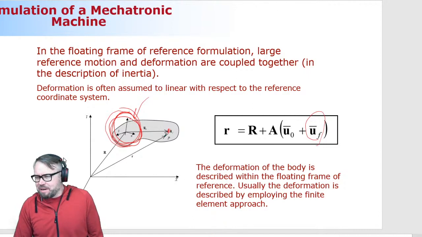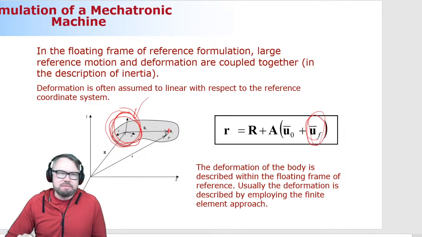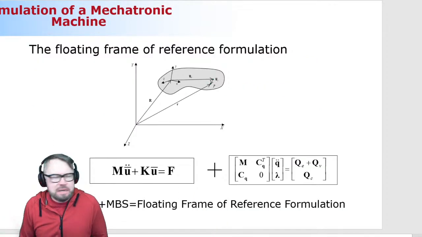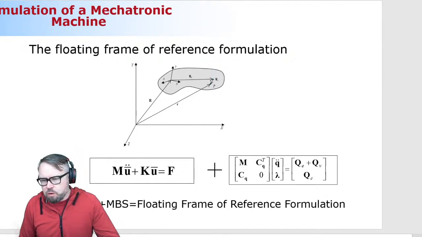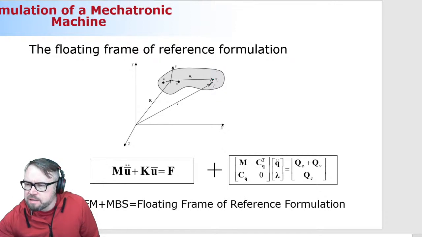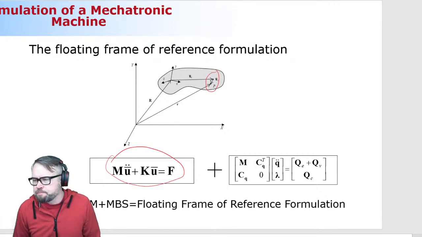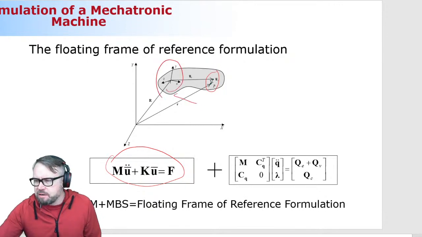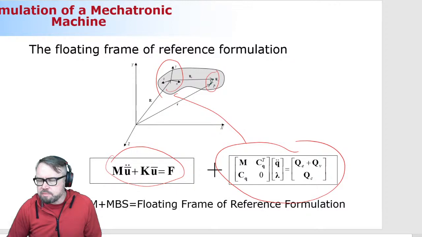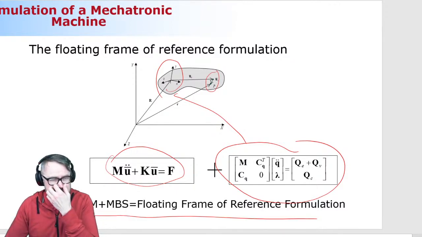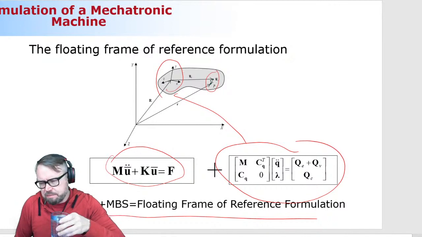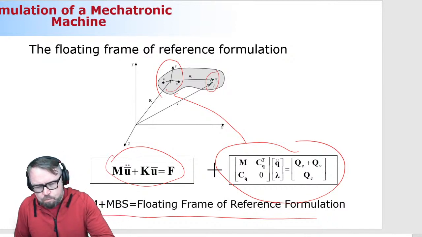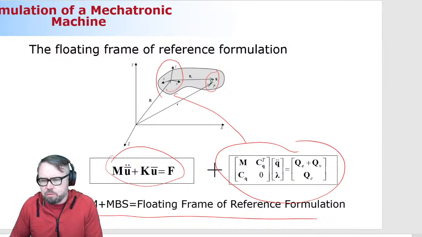So this is the vector u bar f that is coming from the finite element model. And in a nutshell, this is kind of a summary. What happens in the floating frame of reference formulation? U bar f is modeled in the finite element modeling, and then the reference motion, which is this one here, comes from multi-body system dynamics. This is what makes it possible to describe deformation of any kind of system you want. No limitation, really, except large deformation, of course. But other than that, you can do whatever you want.